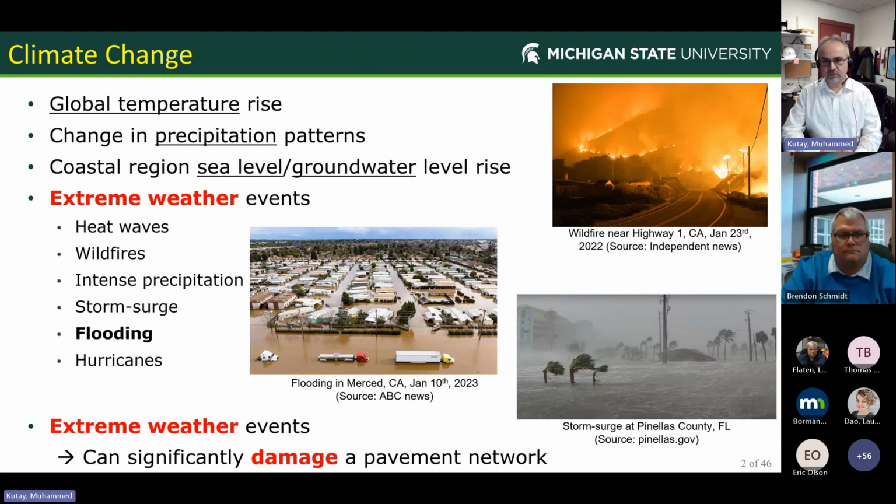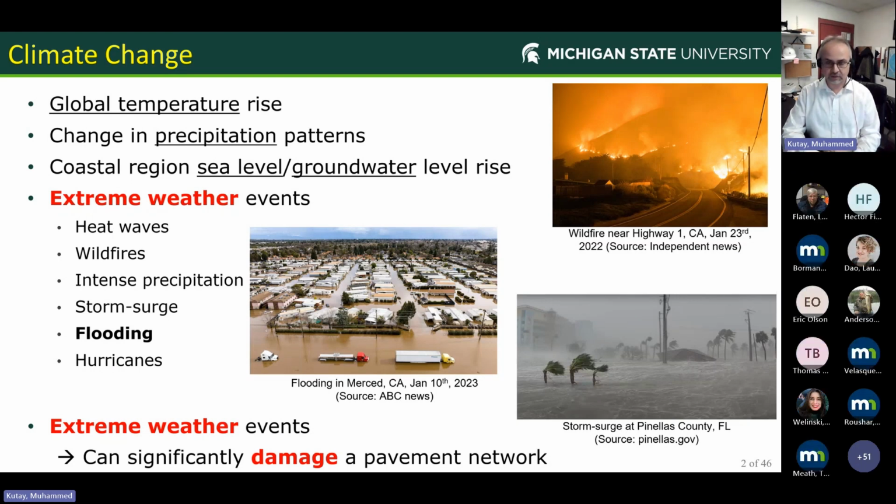So the reason for this particular study is climate change. The effects of climate change are clearly visible in many aspects. We know that global temperature is rising. There are changes in precipitation patterns. When you look at the coastal regions, there are changes in sea level. And more importantly, we are seeing more and more extreme weather events.